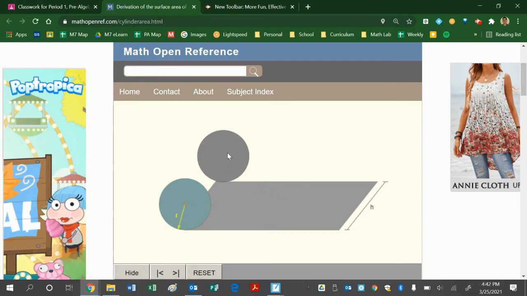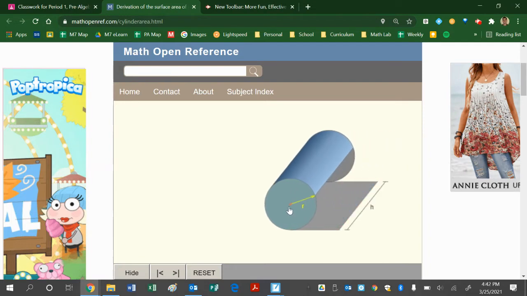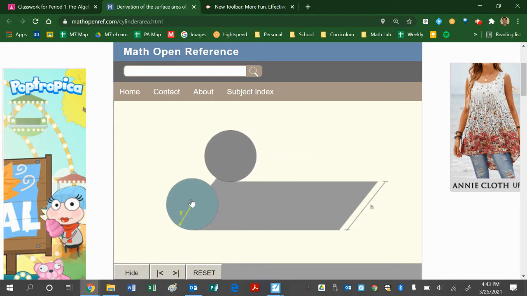We got a circle base on the top, circle base on the bottom, and then very interesting, this curved lateral face. It is curved, but this curved lateral face can be flattened into a rectangle. Okay, well, we know, Mr. Callan, how to find two circles.